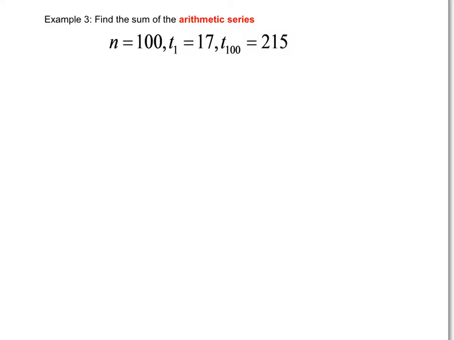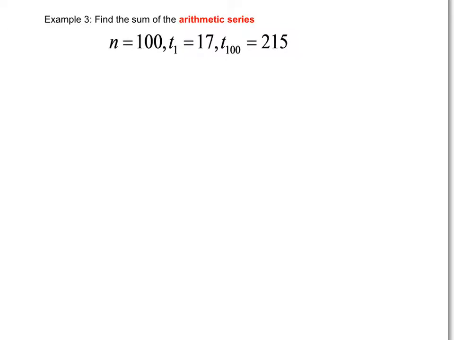All right, example 3 says find the sum of this arithmetic series. And again, this is the 100th sum. So now we definitely want to be using this formula because we don't want to have to add up all of the terms individually. So this is given to us in a little bit different format too. It's not that we have the first 3 terms and then we're trying to find the rest of it. We have some specific information here.